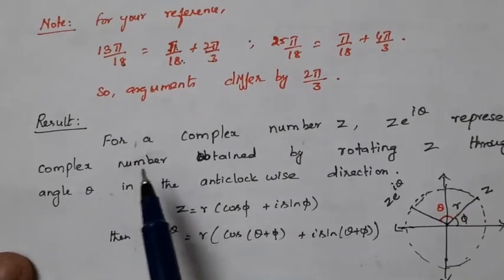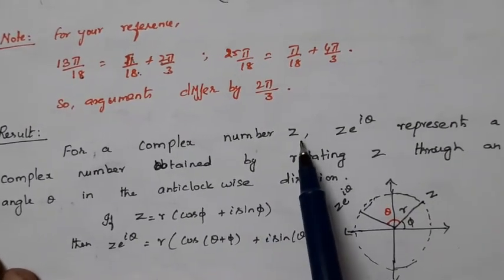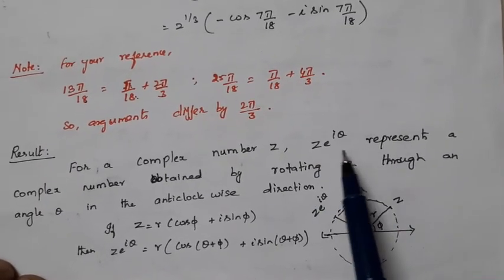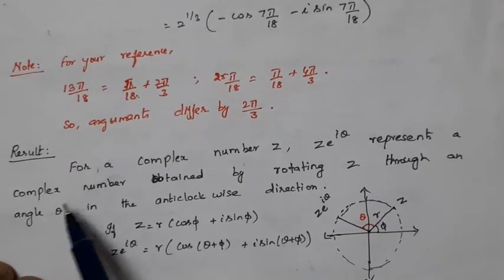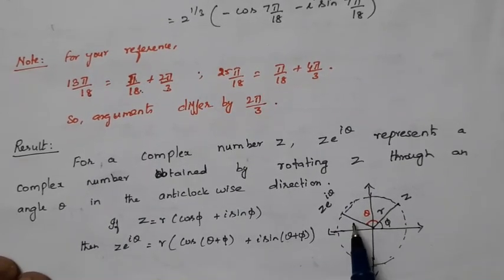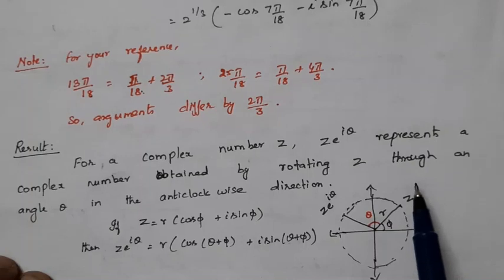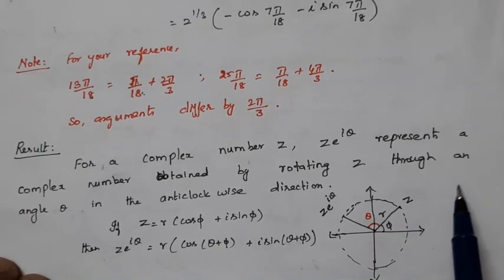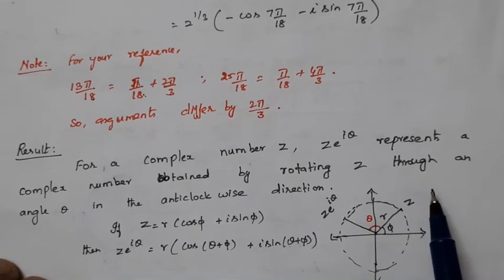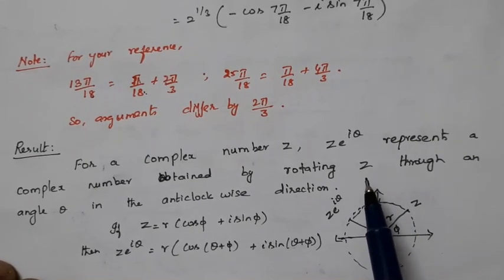Now one more result. For a complex number z, if you multiply e power i theta with z, it represents another complex number, obtained by rotating z through an angle theta in the anti-clockwise direction. As in the case of rectangular coordinates, if you multiply i with z, it takes a position rotated by 90 degrees in the anti-clockwise direction.